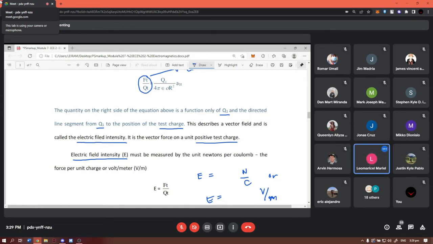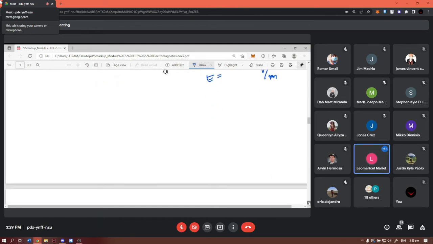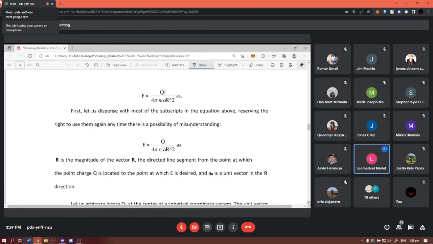Nakuha? Kaya pag nakakita kayo, ang EFI mo naka-express sa volts per meter, yun din yung newton per coulomb. Okay? Now, nalaman na natin yung definition na ang EFI or the E now is Q1 over 4 pi eta O or the absolute permittivity R squared multiplied by our a unit vector. Take note, our radius will be the radius of the sphere.